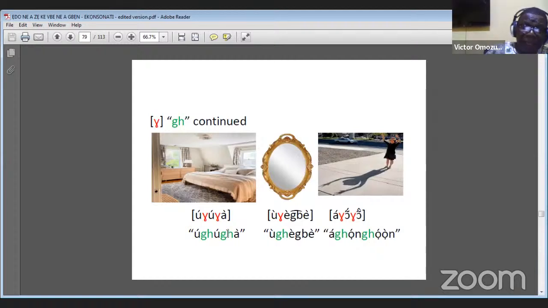The V. Uguga. That's bedroom. Uguga. Ugegbe. That's the picture of Ugegbe there. Agogo.